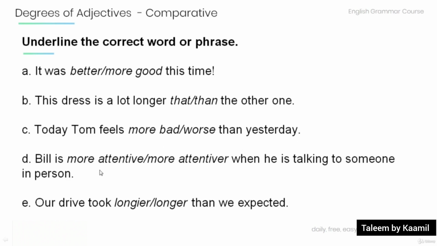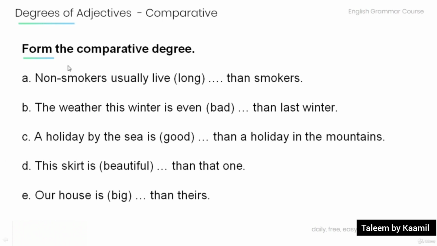D. Bill is more attentiver when he is talking to someone in person. E. Our drive took longer than expected. And now, read the following sentences and form the comparative degree.